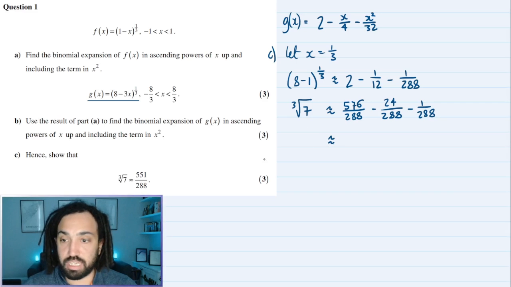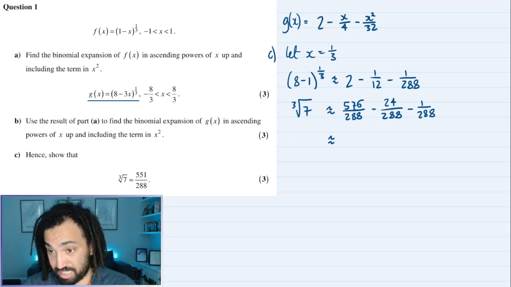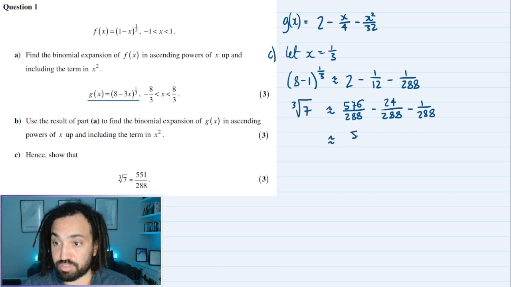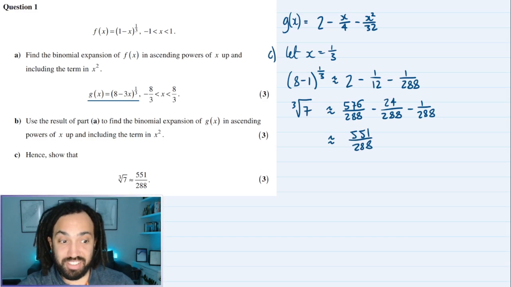So all in all, that gives me the correct amount. Yeah, it does. 551 over 288. Maybe I will use a calculator in future questions.